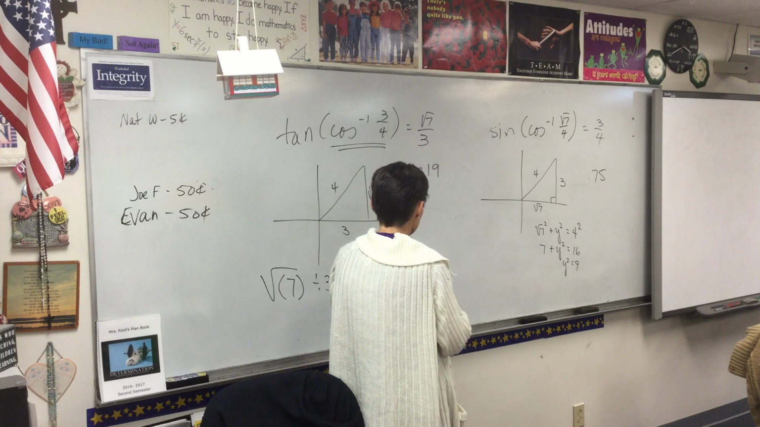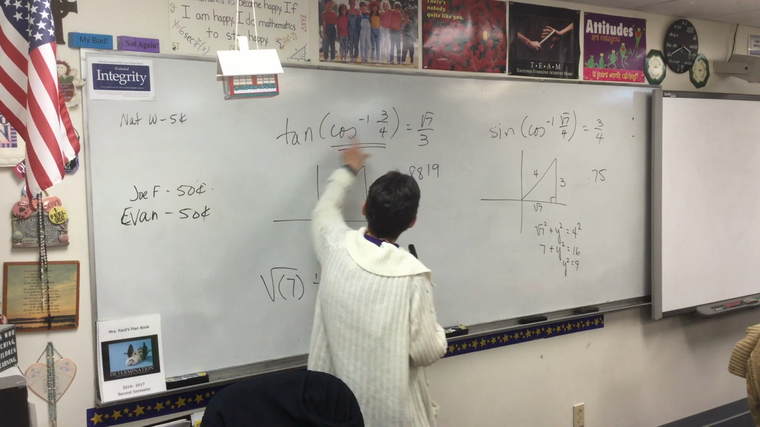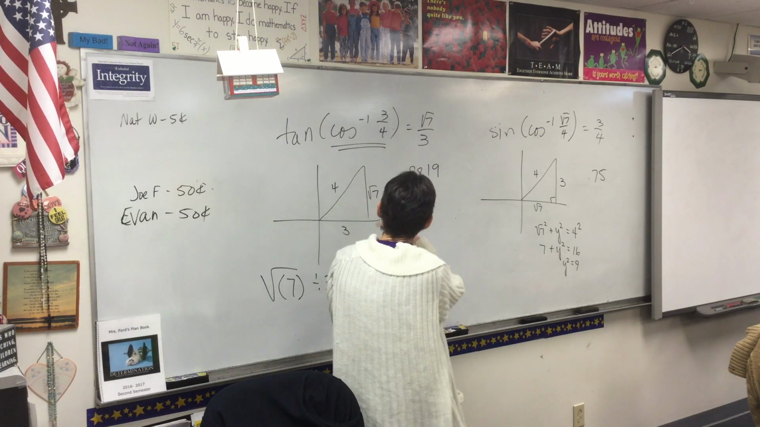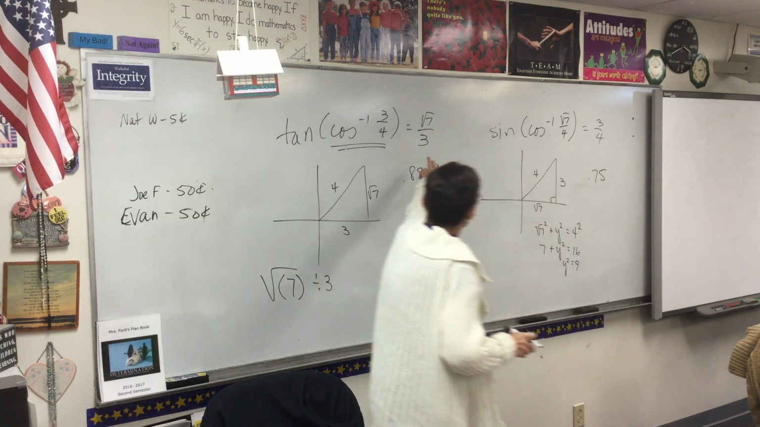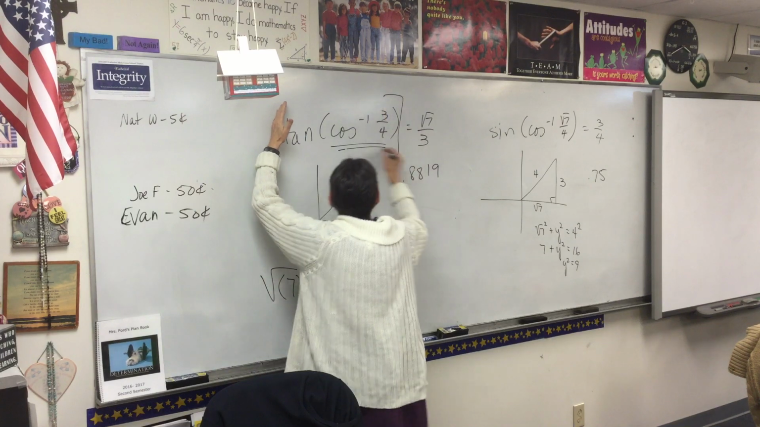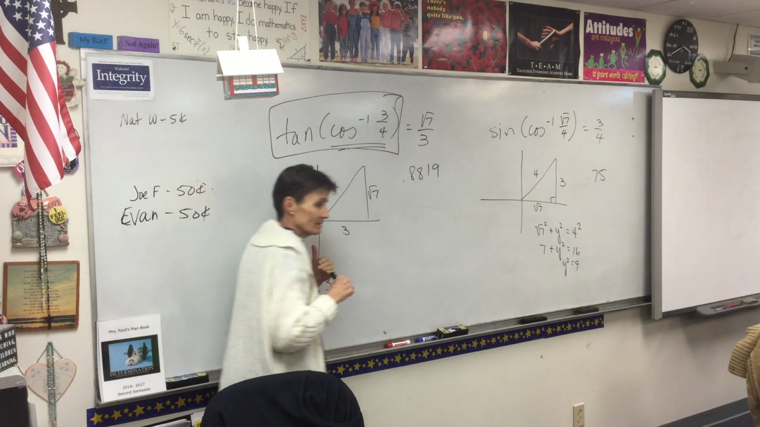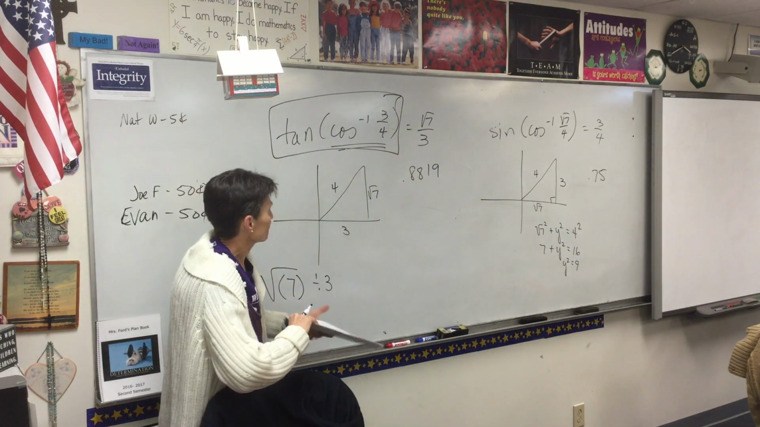Oh, because this is what we're typing in. We're typing in tangent, second cosine, 3/4. You typed the answer in. This is the problem, Max. This is what you're typing into your calculator. Okay, yeah, I did it backwards.